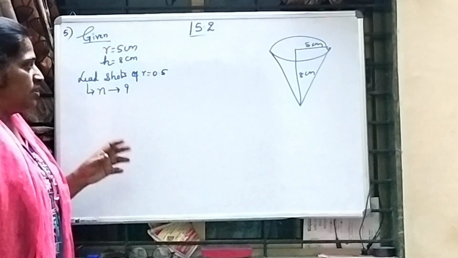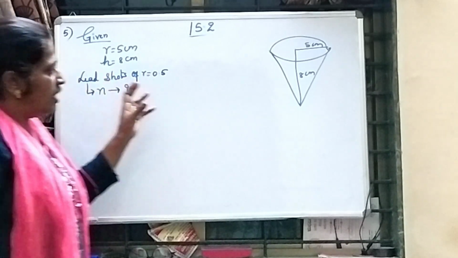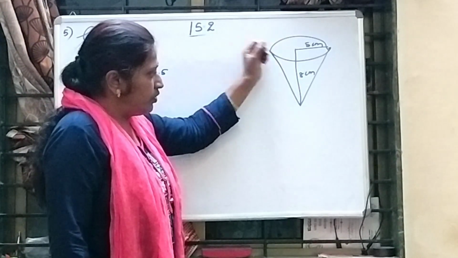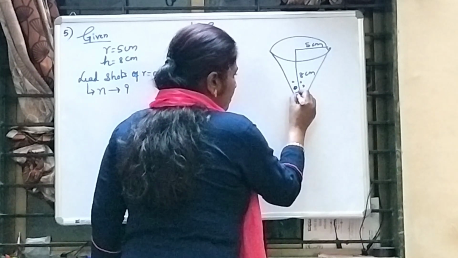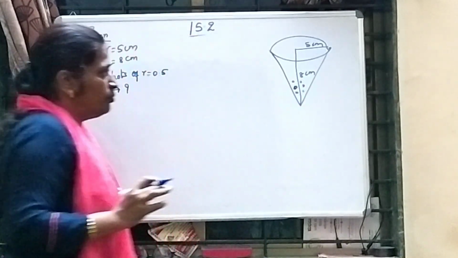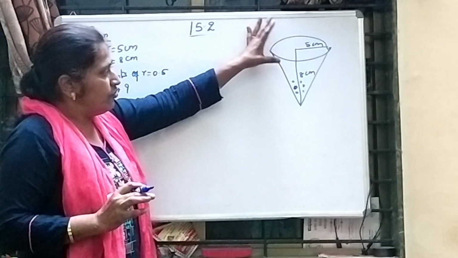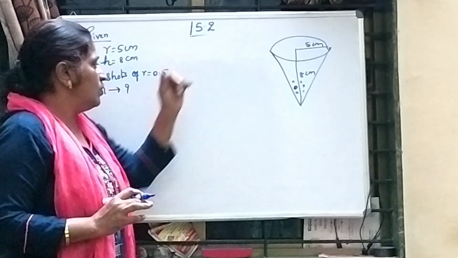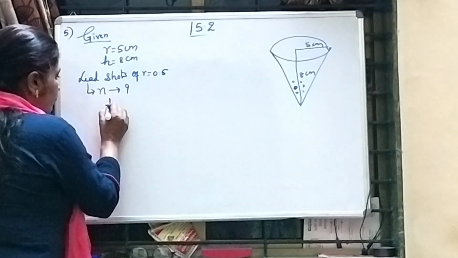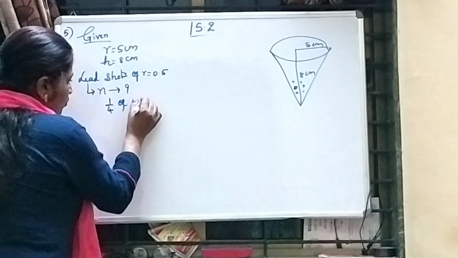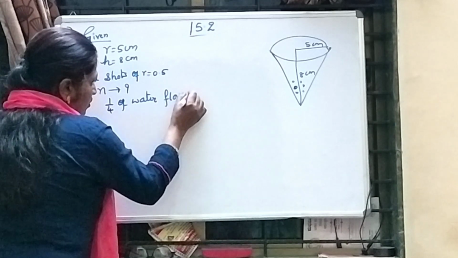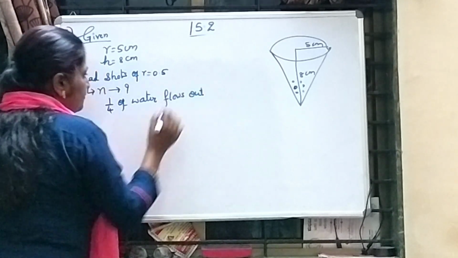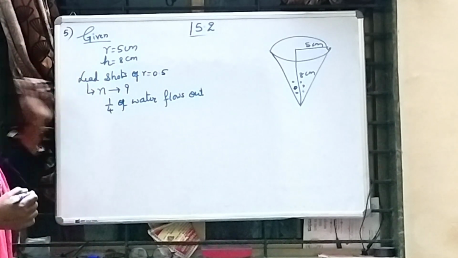After filling, some number of lead shots are put into this cone. So what happens when some lead shots are put into the cone? 1/4 of the water flows out of the cone. The question is, find the number of lead shots.